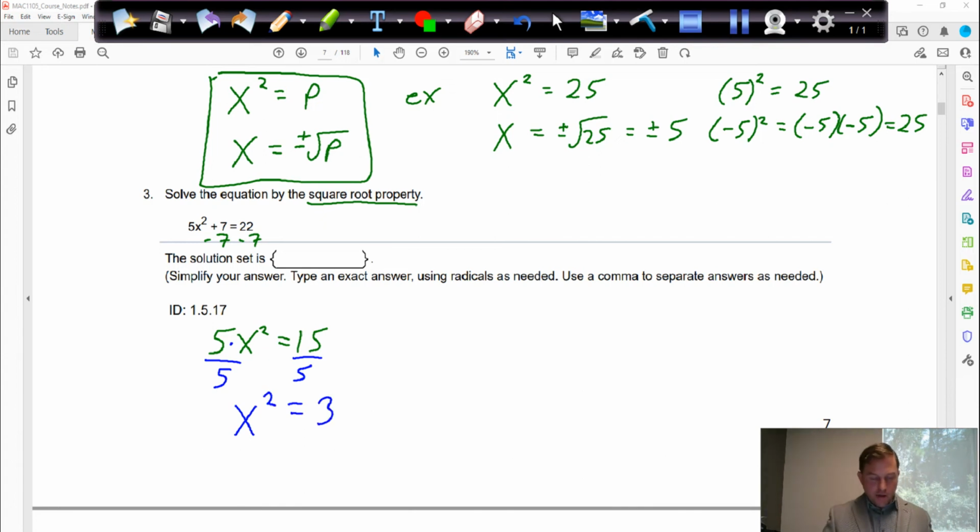Okay? And now it's exactly in the form. So we have x squared equal p. The answer will be the square root of p. So if x squared is 3, then x is plus or minus the square root of 3. Since the square root of 3 doesn't have any factors that are perfect squares, that would be our answer. In fact, in your homework you would type minus square root of 3, comma, just regular positive square root of 3.